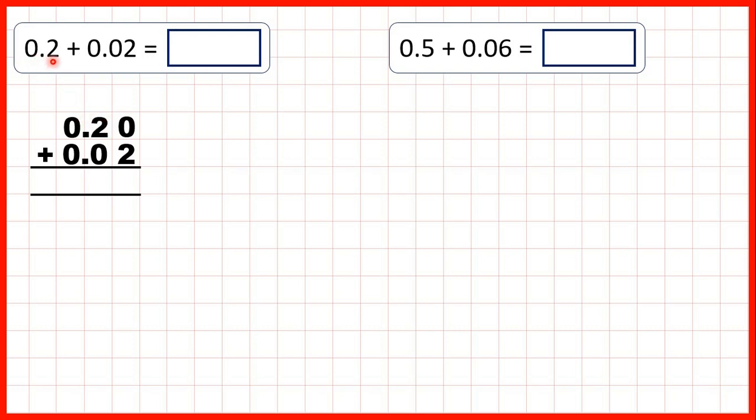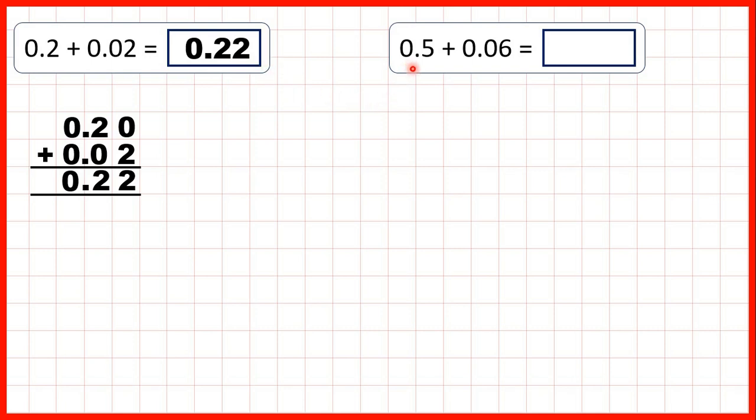If we have 0.2, that's 2 tenths, but all writing a 0 here tells us is that we don't have any extra hundredths. We can copy the decimal point down into our answer, and now we can add using column addition. So 0 plus 2 is 2, 2 plus 0 is 2, and 0 plus 0 is 0. So our answer is 0.22.